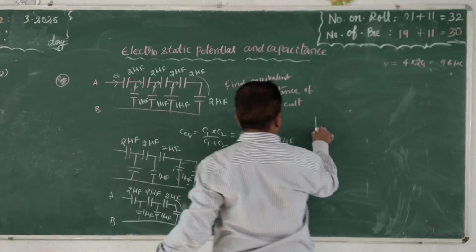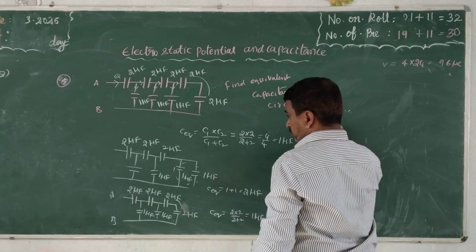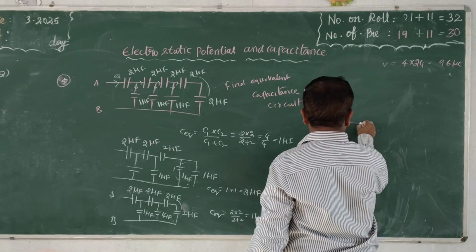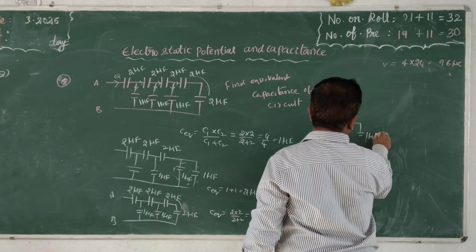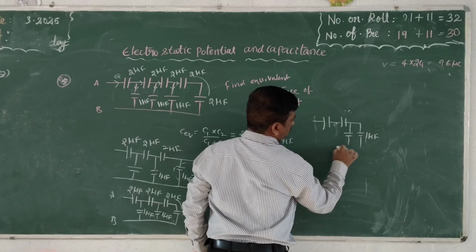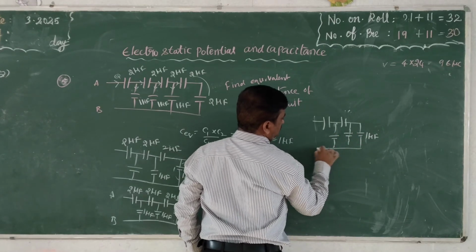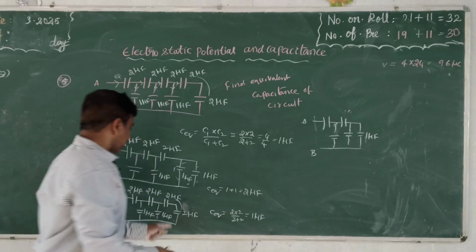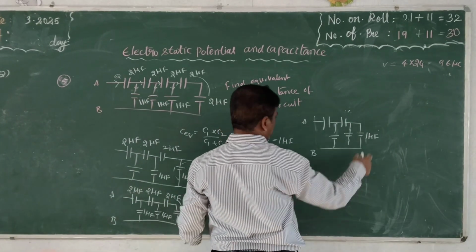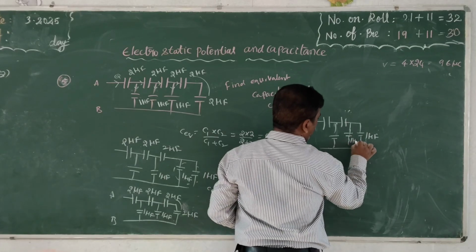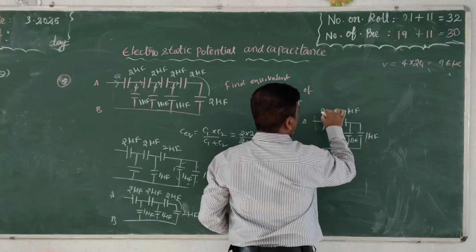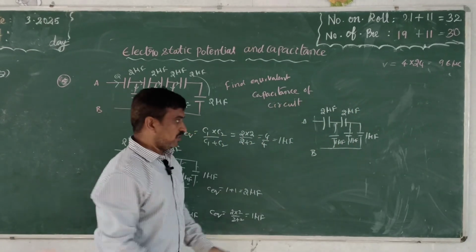I write here, this is 1. See, this resultant is 1 microfarad we get. Here 1 microfarad is there, it is A, it is B. This resultant is 1 microfarad, because these two are in series. Here it is 1 microfarad, 1 microfarad, 2 microfarads, 2 microfarads. See, these two are in parallel.